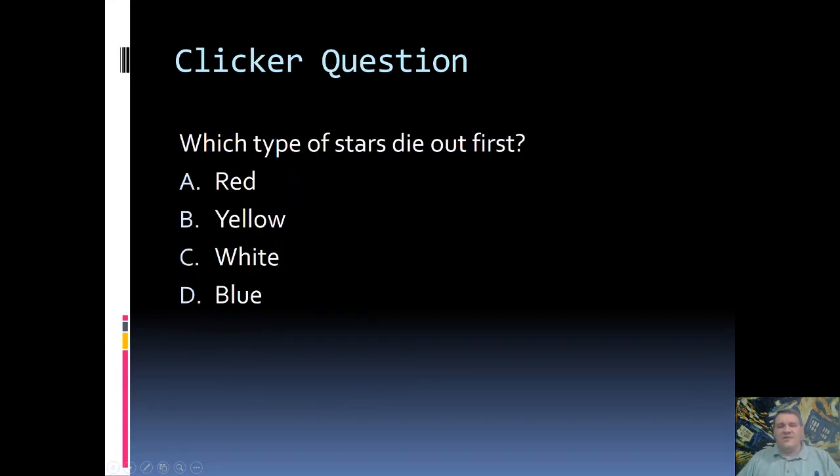Alright, here is our first lecture quiz question. Which type of stars die out first? A, red; B, yellow; C, white; or D, blue? Go ahead and think about it and we'll discuss in just a bit.